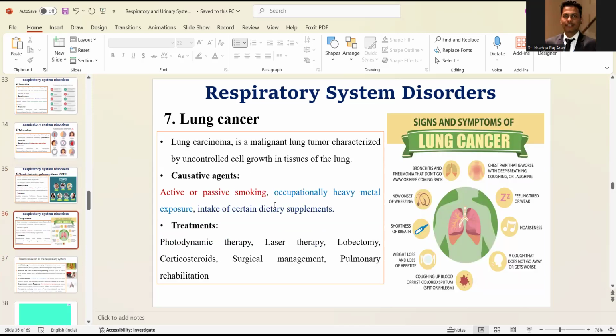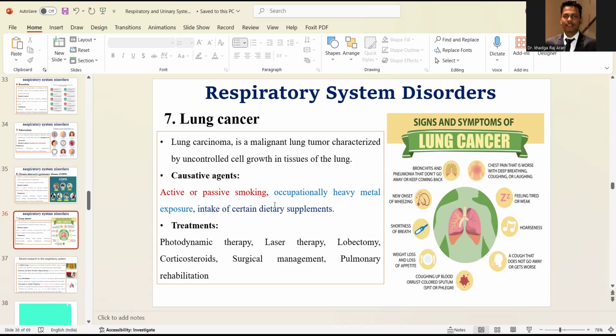Next is lung cancer, which is caused by smoking or maybe air pollution. There are some symptoms of lung cancer like wheezing, shortness of breath, weight loss, feeling tired. These are the symptoms, and they are caused by smoking and heavy metal exposures like aluminum, cadmium. They are also responsible for causing lung cancer.